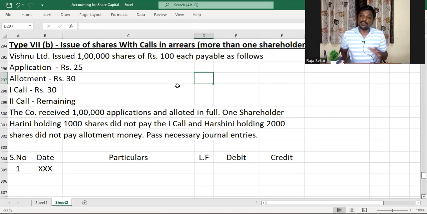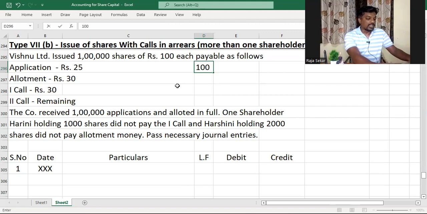How this problem is different from the previous problem is, in the previous problem, we only had one defaulter who did not pay the first call. But in this problem, we have another defaulter, who has not paid the allotment money itself, whereas the other shareholder has not paid the first call. Let's see how to account for it without wasting much time.